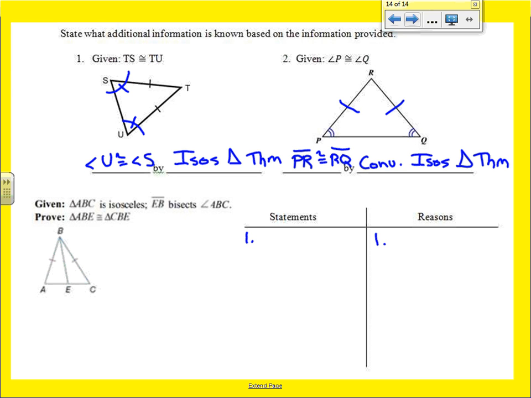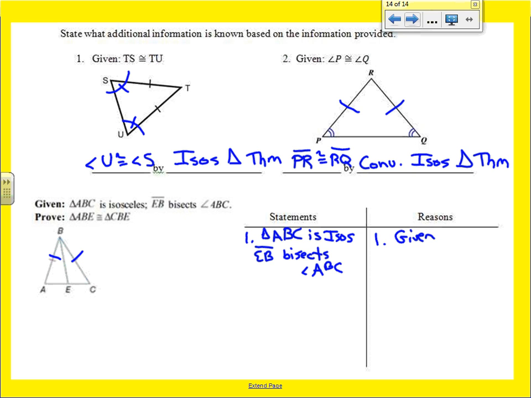So notice how there's no numbers given for the statements and the reasons. So let's first write down everything we know. We know that triangle ABC is isosceles. That's an important part. And we know that EB bisects, in this case, angle ABC. And we all know that's because of our given. So let's look at what is already notated. Let's use the first piece of information that's given to us. We know that triangle ABC is isosceles. So we are already told in this case that we have AB and BC that are congruent to each other.